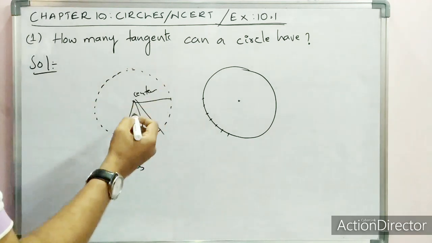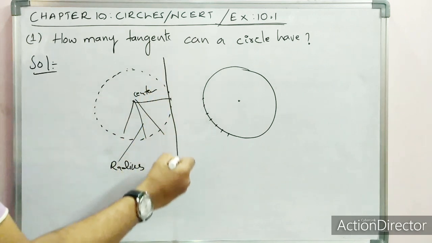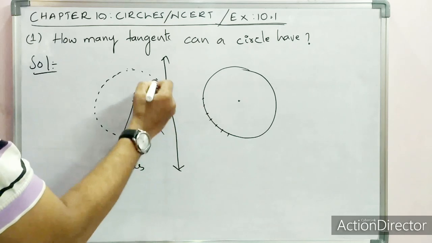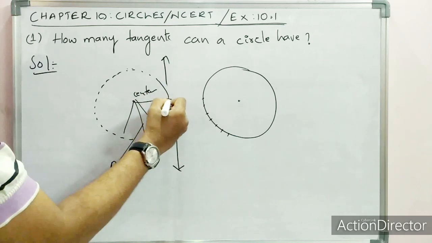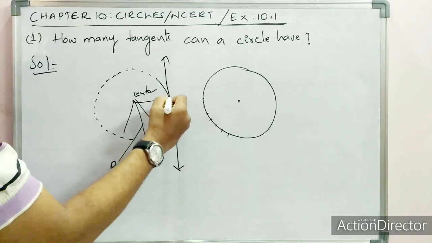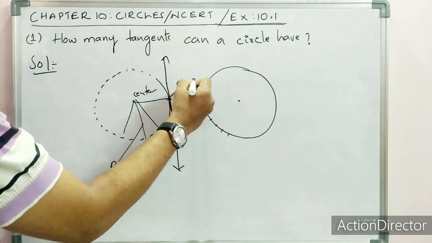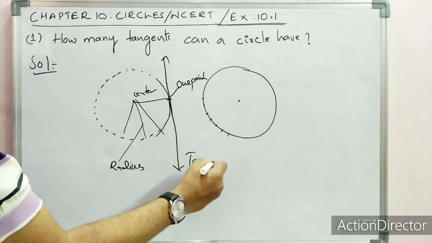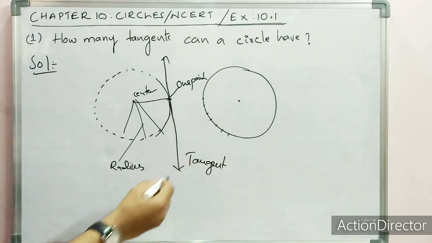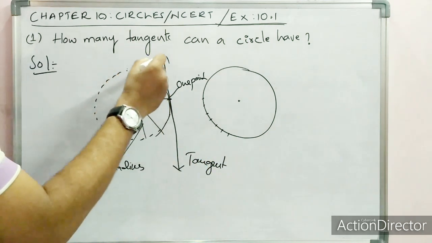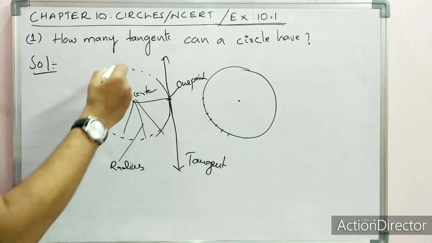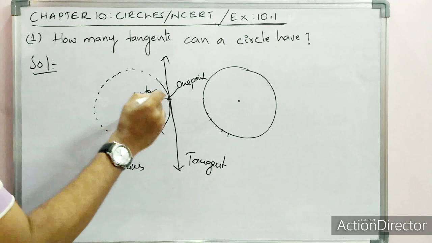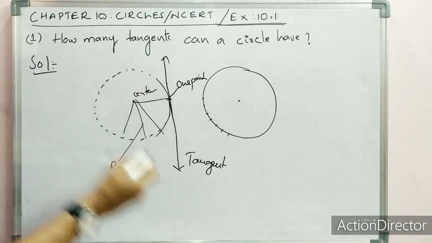Here, a tangent is a line which touches the circle. It should touch only at one particular point, just one point. So this is called a tangent. A tangent is nothing but a line which touches a circle at only one point. That is called a tangent.